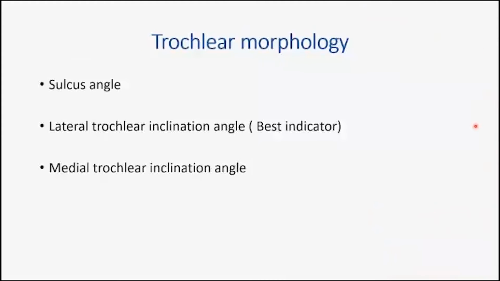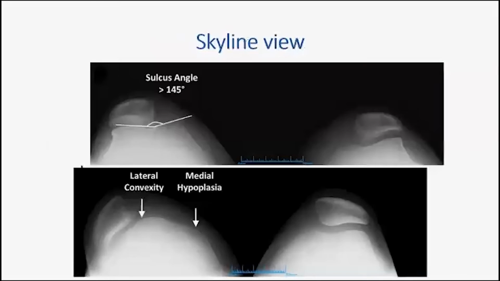And also trochlear morphology can be assessed using the sulcus angle, the lateral trochlear inclination angle, and the medial trochlear inclination angle. And the skyline view can show us the sulcus angle and other things like lateral convexity, medial hypoplasia, and patellar tilt.